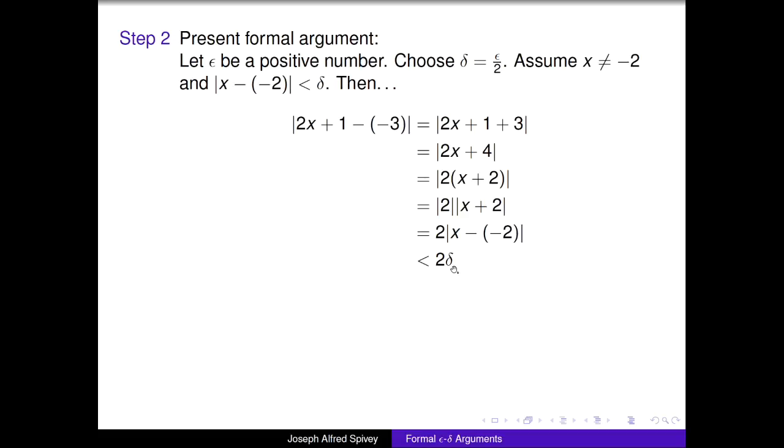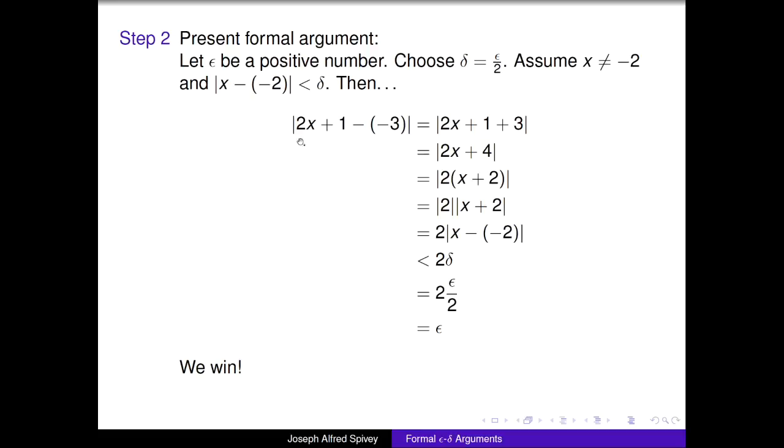Okay, now the rest of the argument is very straightforward. I'm going to replace delta with what it's equal to. We chose delta equal to epsilon over 2, so I'm going to replace delta with epsilon over 2. I'm going to cancel out my 2's, and I'm going to be left with epsilon. And this is good. This is exactly where I want to be. So I'm going to say we win.